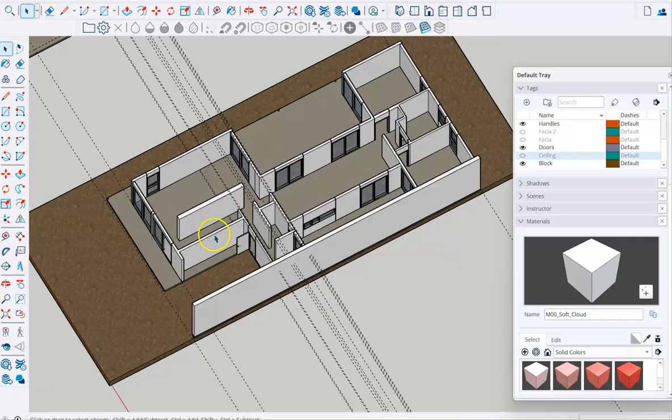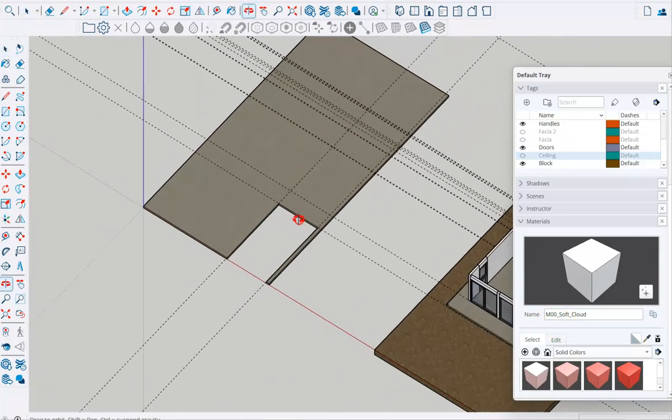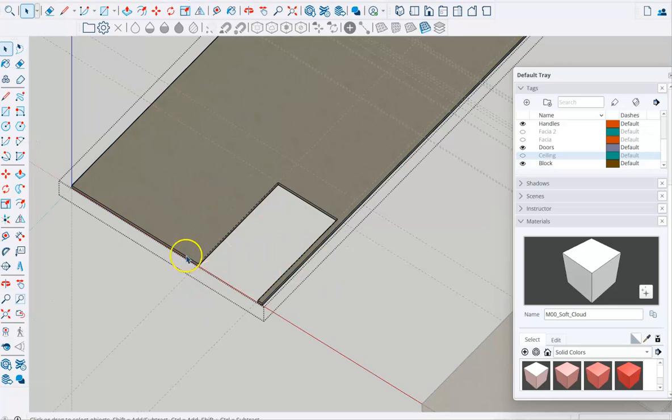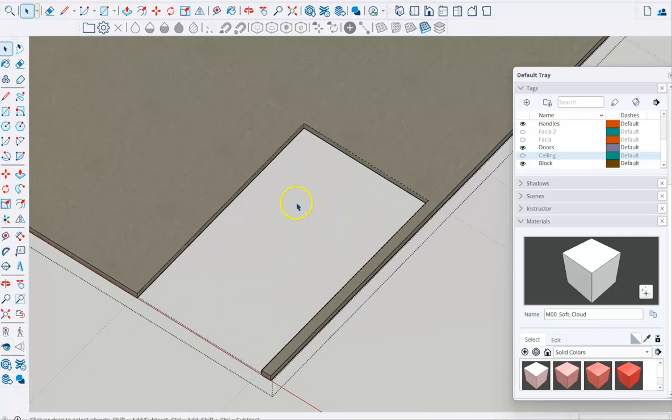Now applying that to your slab, basically using our guidelines, get inside your group and snap your guidelines to be, this would be 250 here, this would be 3,400 over here, this would be 5,905 over to there, and then you can use the push-pull tool to cut out that section of your slab.